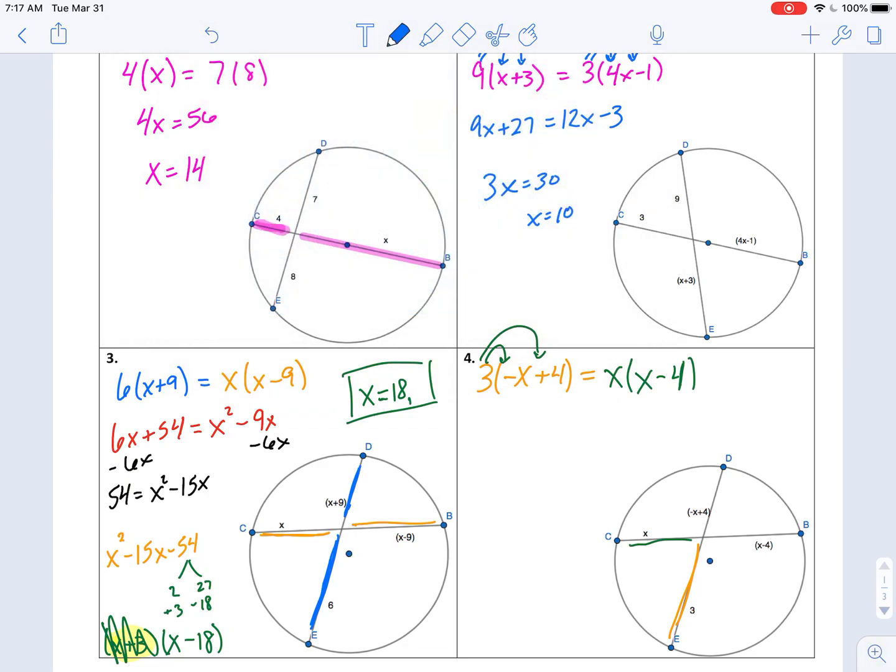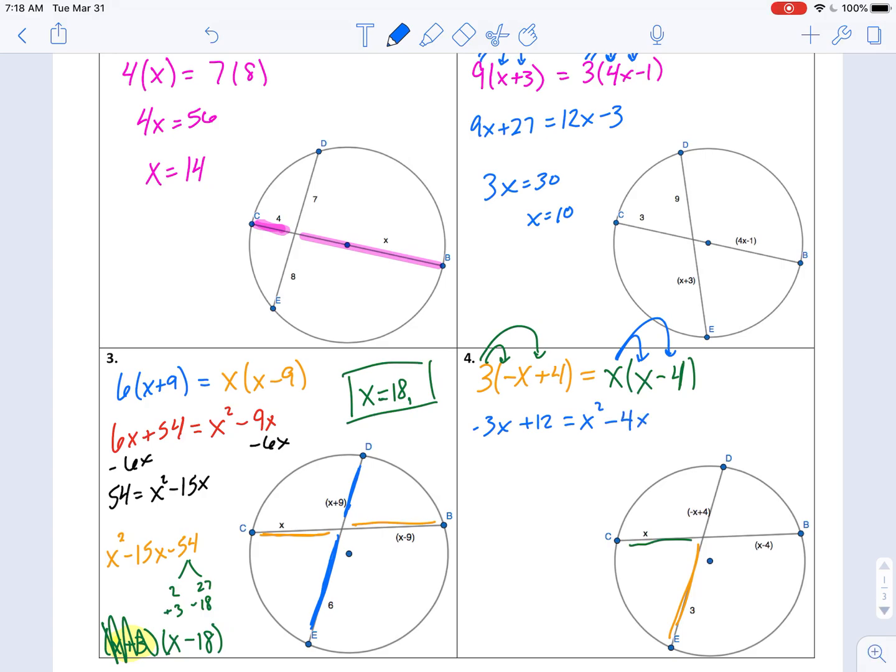So I'd like you guys to distribute here number 4, and then try to get to this step. Try to get to your quadratic form, your sort of standard form there. So pause the video and distribute and try to get into this format. Try to get to that step for me.